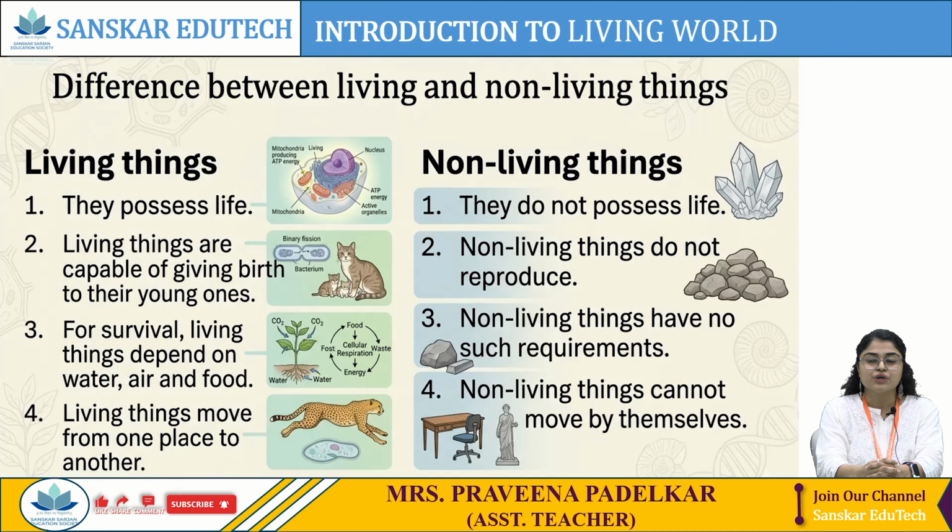Then we move forward to see some basic differences between living and non-living things. First and foremost, living beings possess life while non-living things do not possess life. Then living things are capable of producing their young ones, while non-living things cannot reproduce. Also, living things respire and exchange of gases takes place, while non-living things do not respire. Living things have a lifespan. Living things age. They have a lifespan and are not immortal, while non-living things have no lifespan and are immortal.